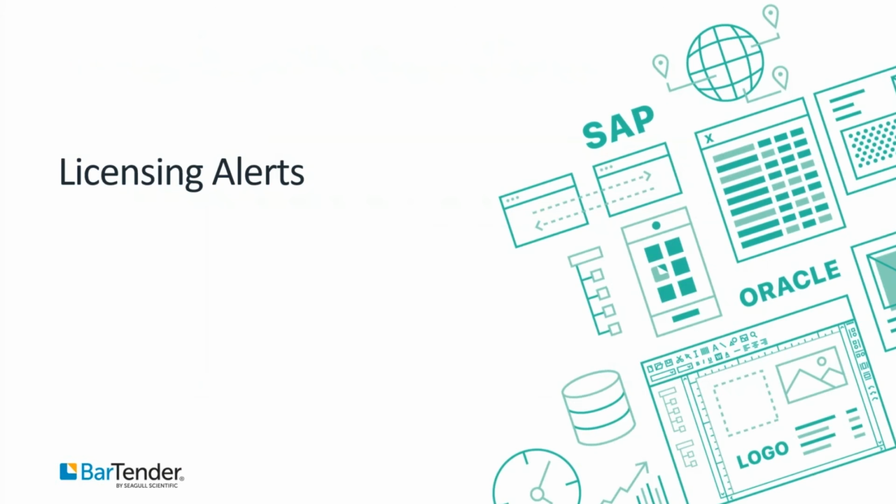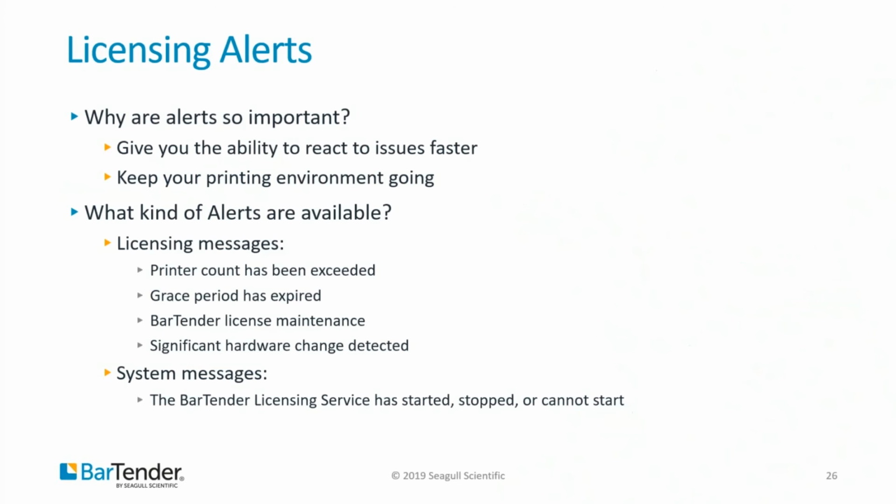So we'll move on to licensing alerts. We just talked about how to check what's going on with your license, if it's activated, if you've exceeded your printer count. But we don't expect anyone to really sit there and watch that all day, or check in on it every morning, that kind of thing. So this is where licensing alerts come into play. As I mentioned, they're extremely important because you don't have to be there babysitting the admin console.